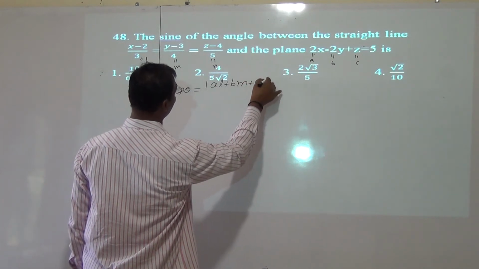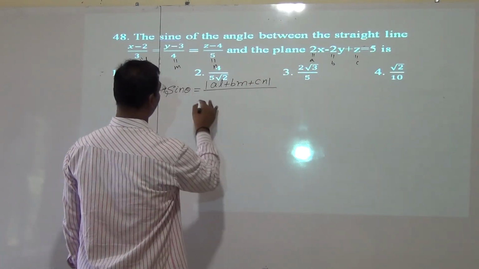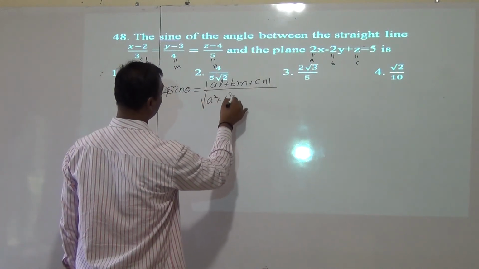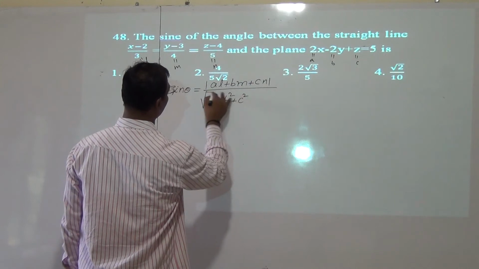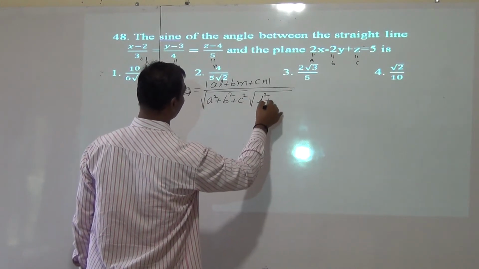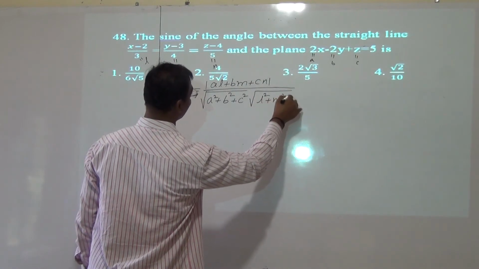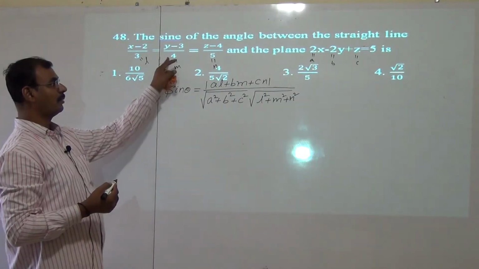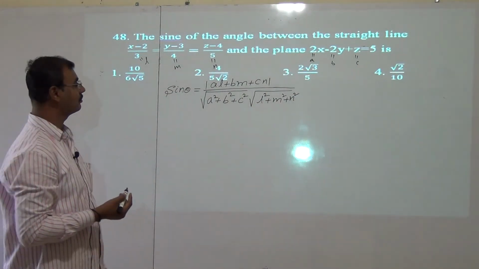The formula: sin theta is equal to the magnitude of A into L plus B into M plus C into N, upon square root of A square plus B square plus C square into square root of L square plus M square plus N square. This is the angle between line and plane in terms of sine.